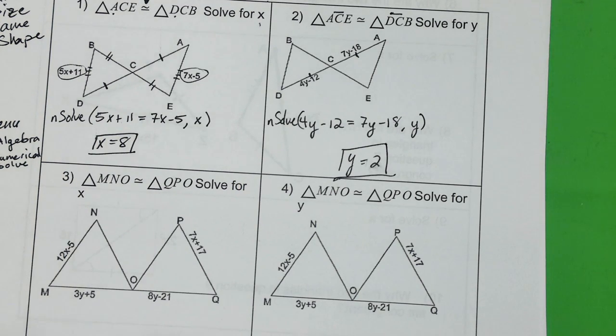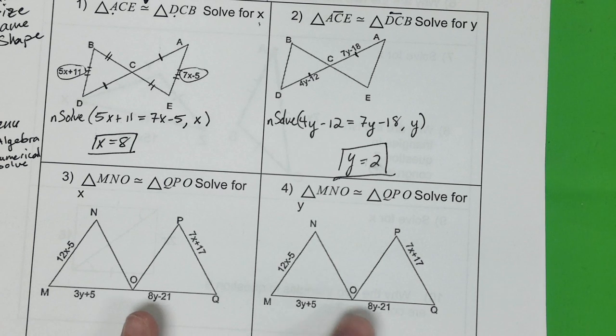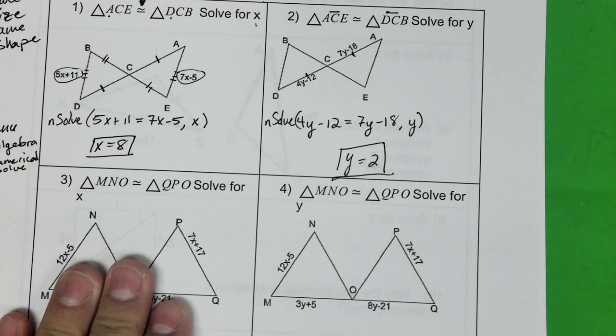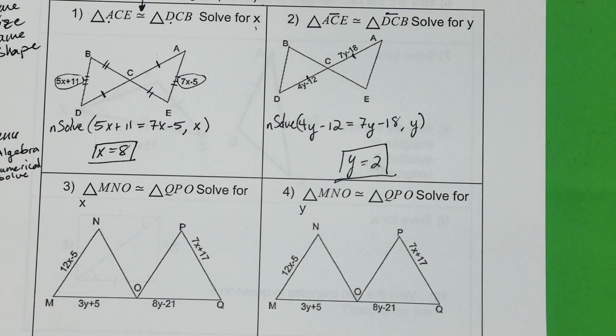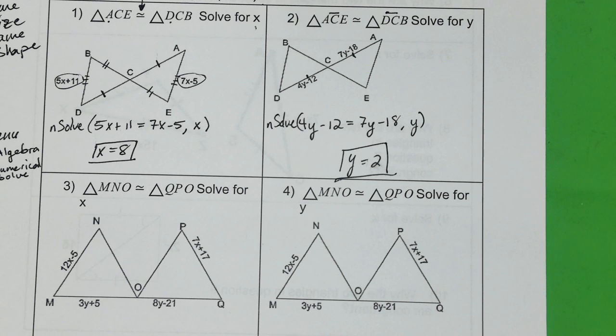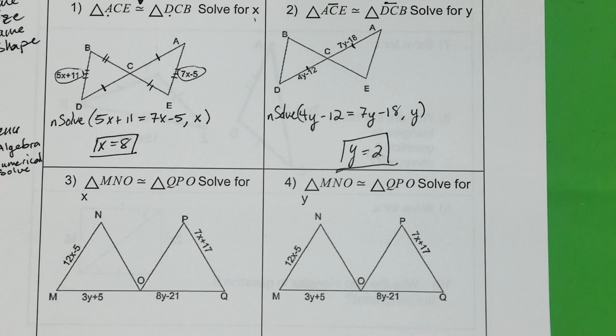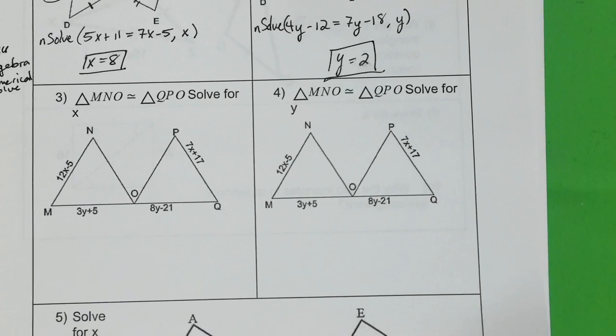Okay, on 3 and 4, these are the same pictures here. On 3, you're solving for x, okay, and on 4, you're solving for y. All right, so make sure you're aware of that. On number 5, you're solving for x. Okay, again, so flip it over and we will look at the back side.